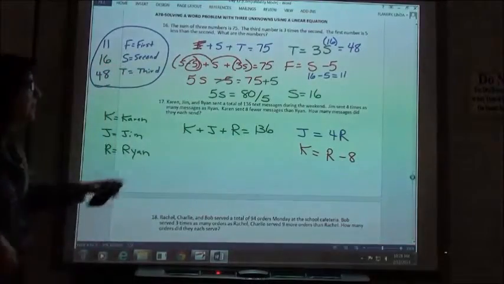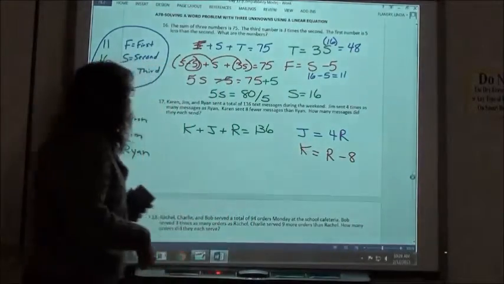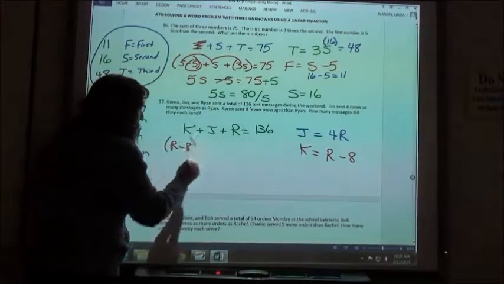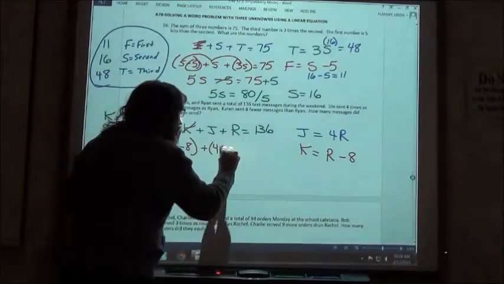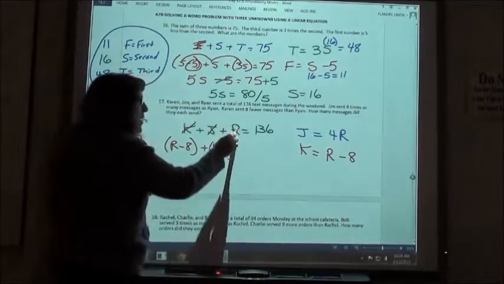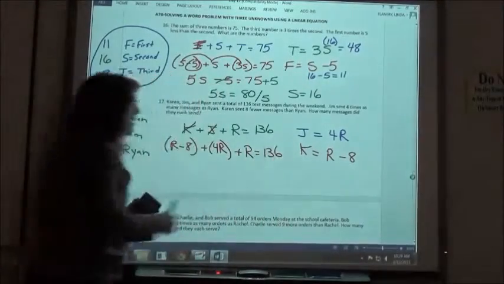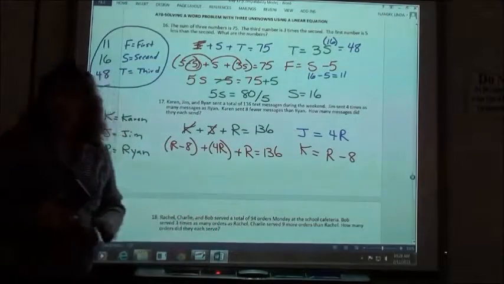I'm going to replace my variables over here with the expressions that have Ryan's in them. So Karen was R minus 8. Got rid of that one. Jim was 4 times Ryan. Got rid of that one. But Ryan is still there. He has to stay in the equation so that I have my 3 people: Karen, Jim, and Ryan.